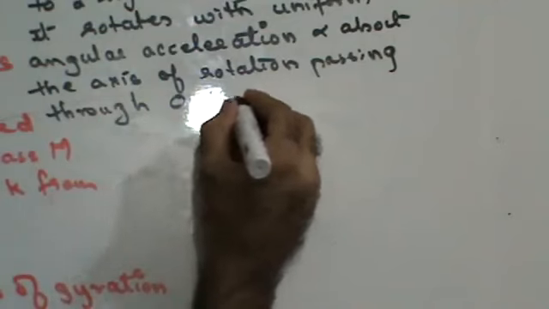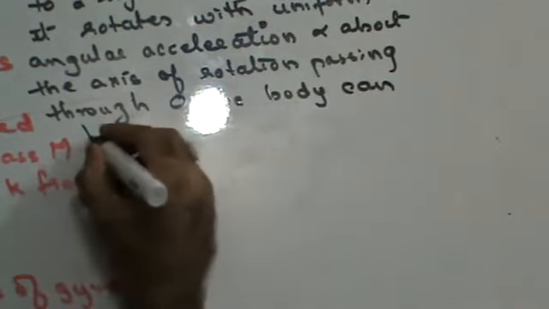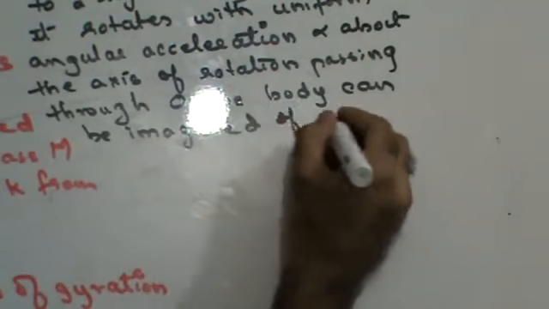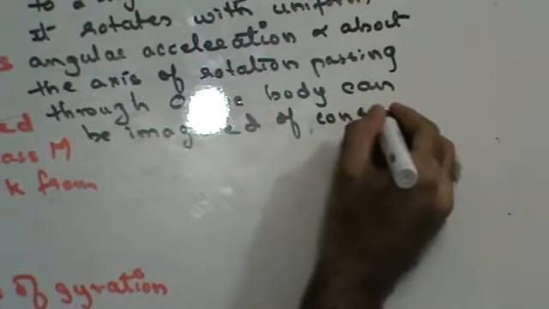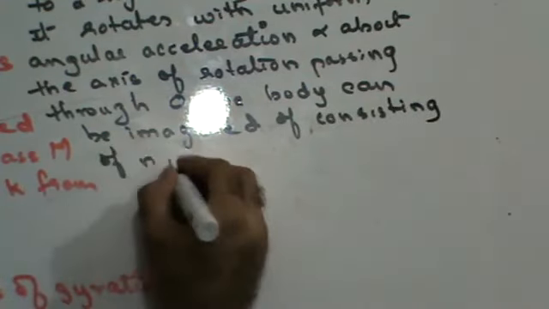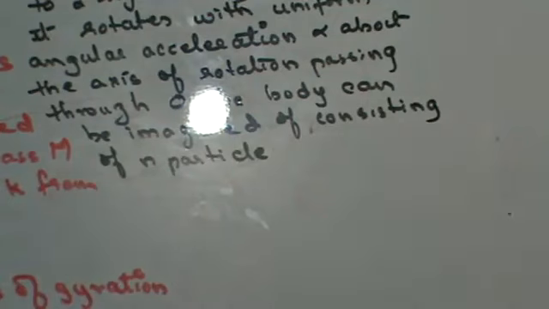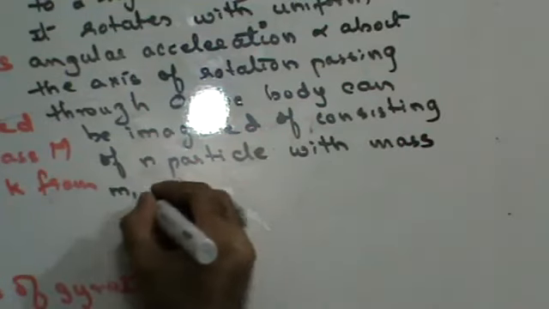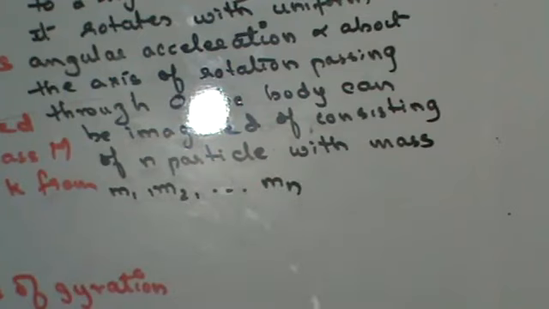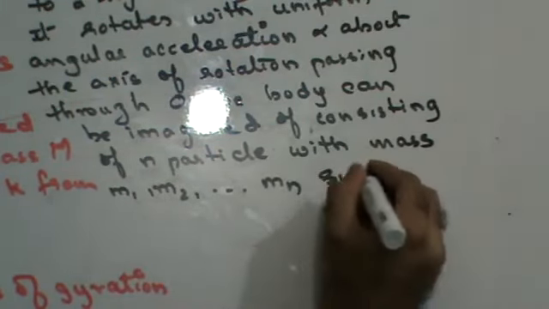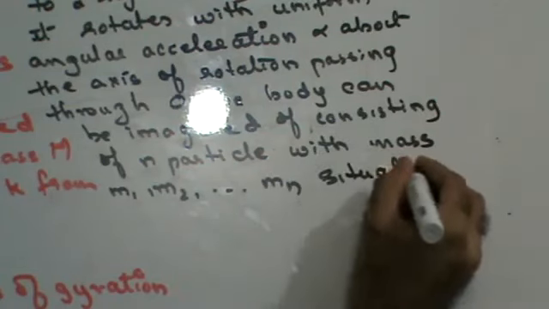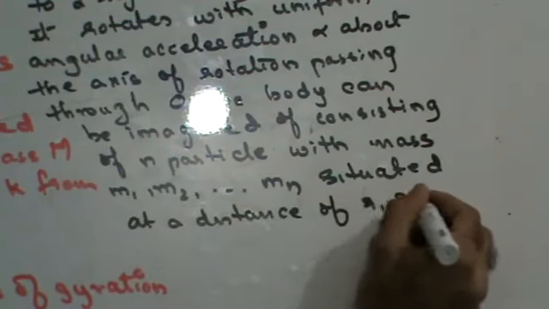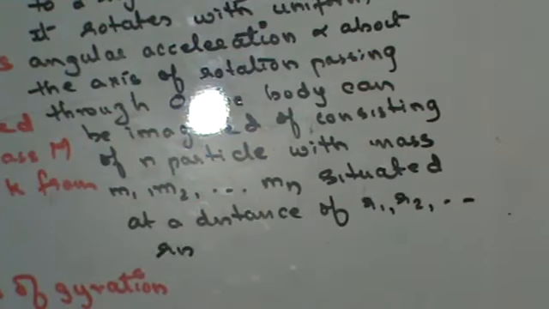The body can be imagined as consisting of n particles with masses m1, m2, mn situated at distances r1, r2, rn from the axis of rotation.